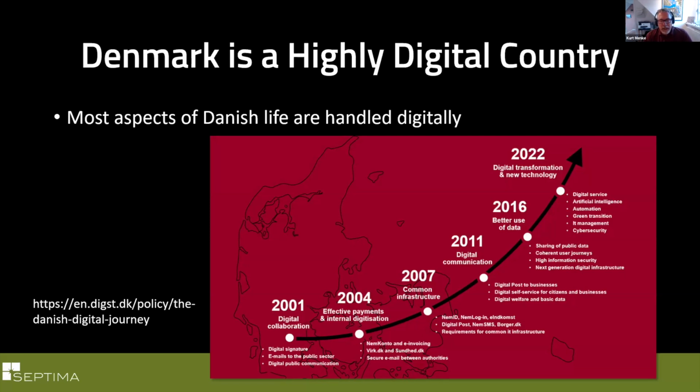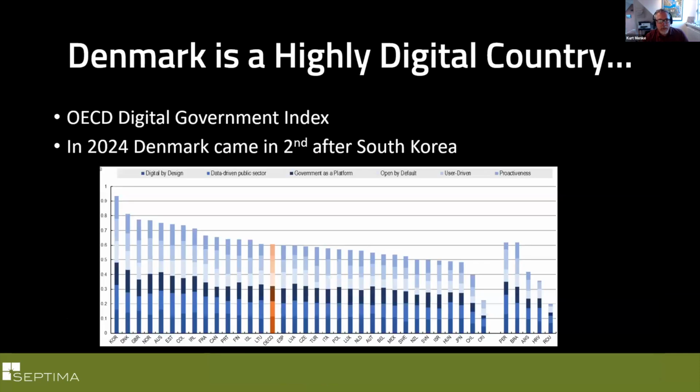For example, when I bought my car here in Denmark, the whole transaction took about 10 minutes out on the street with my smartphone, including insurance, payment, title, and all of that. So Denmark is amazing in that way. There's an annual survey, the OECD Digital Government Index, and in 2024, Denmark came in second in the world after South Korea, which is a measure of the digital platform that government sits on. So Denmark comes in right here in this chart.